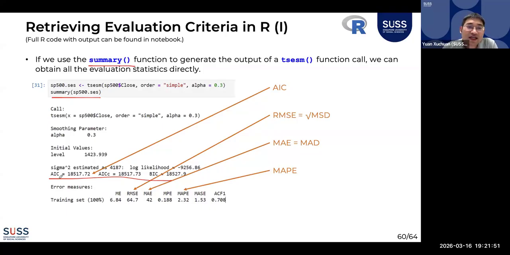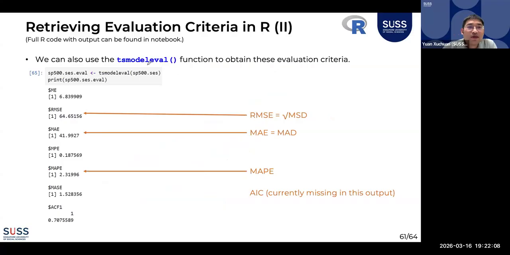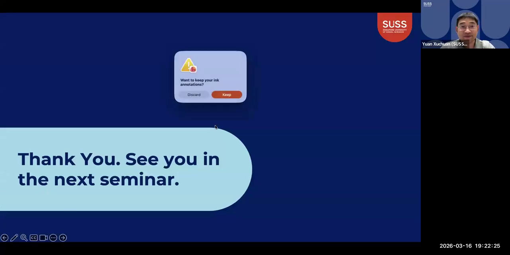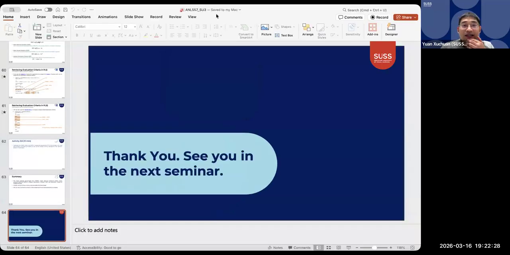Usually looking at this information criteria will be enough to compare different models and select the model with the lowest AIC or BIC values. Of course, you can use the TS model evaluate function to print those indicators. Okay. All right. So this is what we discussed in seminar 3. Okay. So now let's go to seminar 4.